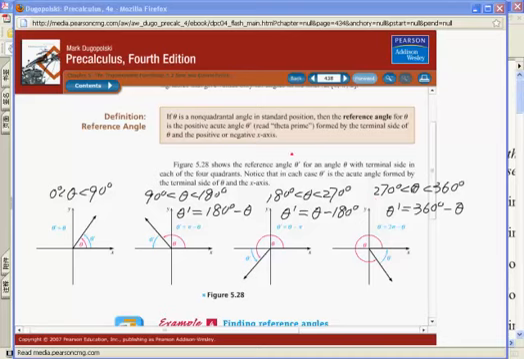And let's look at these 4 graphs again. If your angle is in quadrant 1 or quadrant 4, then the reference angle is formed by the terminal side and the positive x-axis. If your angle is in quadrant 2 or quadrant 3, then the reference angle is formed by the terminal side and the negative x-axis.